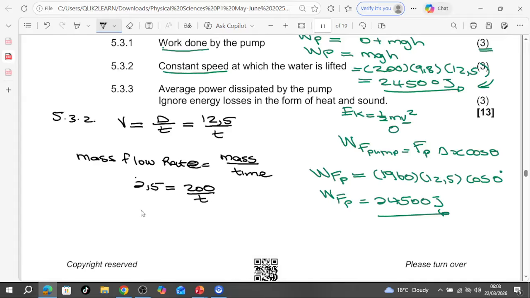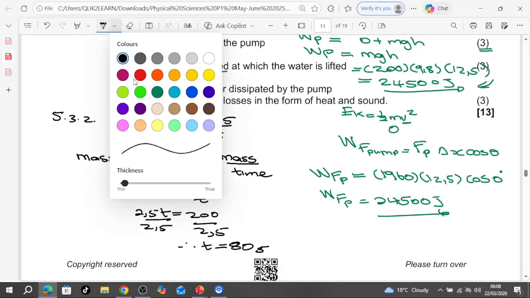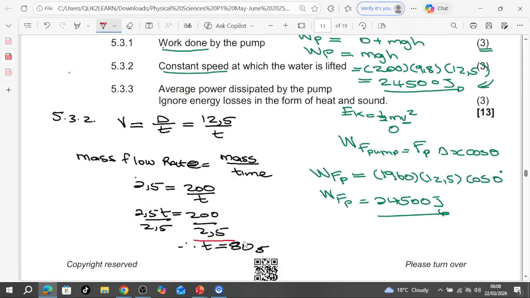Let's find t. So this will be 2.5 multiplied by t is equal to 200. Divide both sides by 2.5. Therefore, what is t equal to? t is 200 over 2.5. When you punch this on the calculator, what do you get? So this is 200 divided by 2.5, and I have my answer as 80 seconds. So now that I have the 80 seconds as my time, I can use this time and substitute it in this equation to find the constant speed at which the water is lifted up.